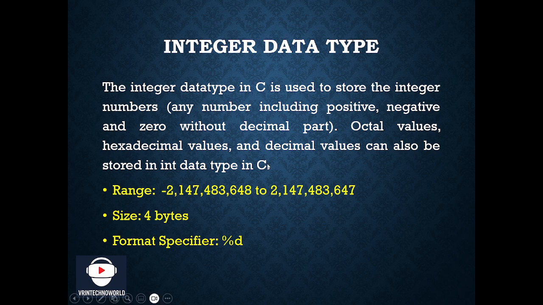For an integer kind of value, we have the format specifier %d. If we talk about the char data type, then the format specifier would be %c. If we use the float data type, then the format specifier would be %f. So like this, the format specifier changes every time. I think this is clear to everyone.